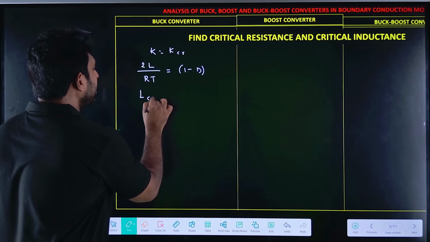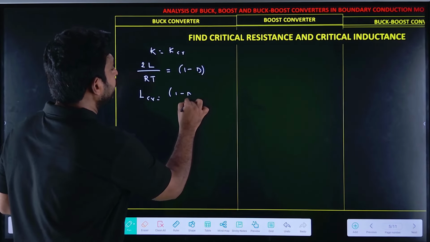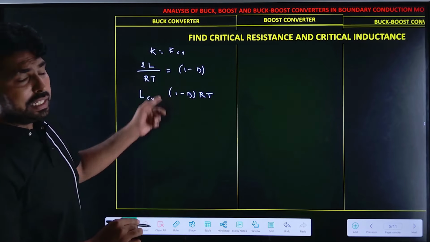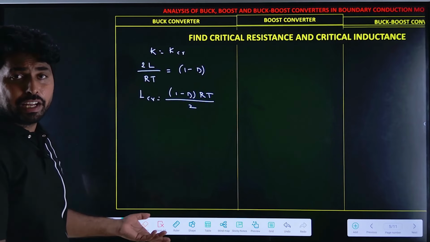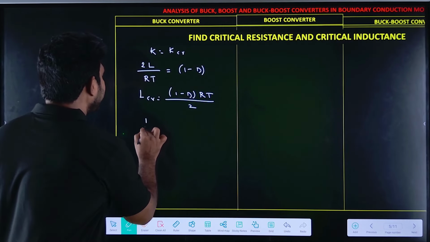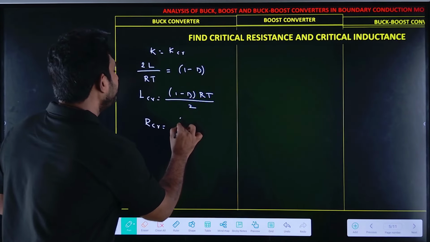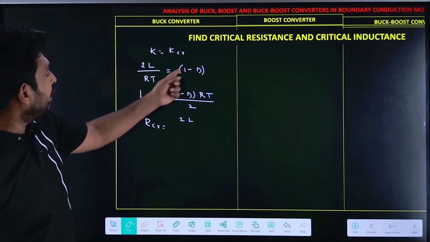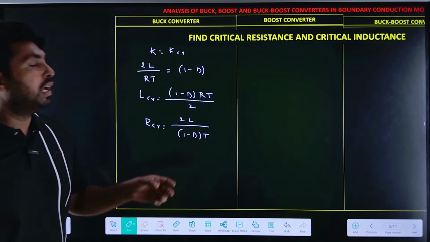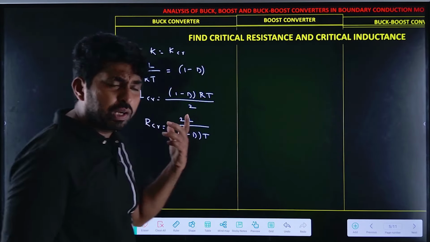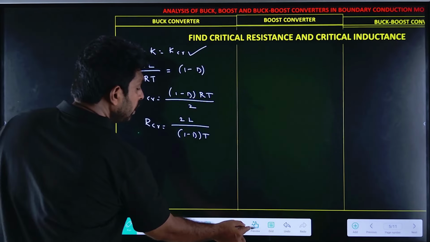So L critical equals (1 minus D) into RT divided by 2. Similarly, I can find the R critical value. R critical equals 2L divided by (1 minus D) into T, from this expression. Very simple. So this is how we can find the R critical. There is no need to remember every expression. If you know this, that is sufficient.